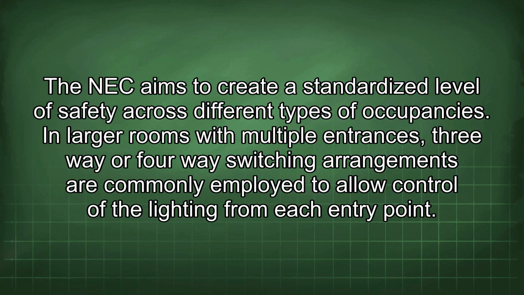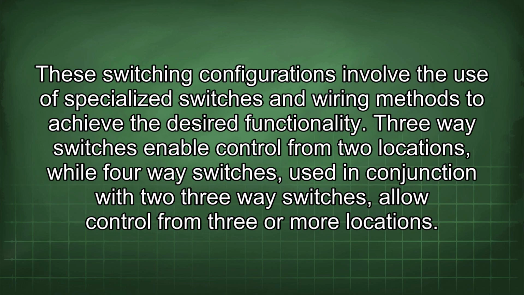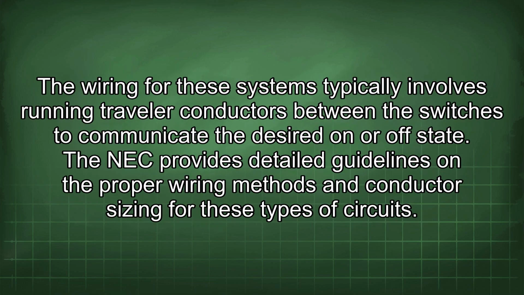In larger rooms with multiple entrances, three-way or four-way switching arrangements are commonly employed to allow control of the lighting from each entry point. These switching configurations involve the use of specialized switches and wiring methods to achieve the desired functionality. Three-way switches enable control from two locations, while four-way switches, used in conjunction with two three-way switches, allow control from three or more locations. The wiring for these systems typically involves running traveler conductors between the switches to communicate the desired on or off state. The NEC provides detailed guidelines on the proper wiring methods and conductor sizing for these types of circuits.